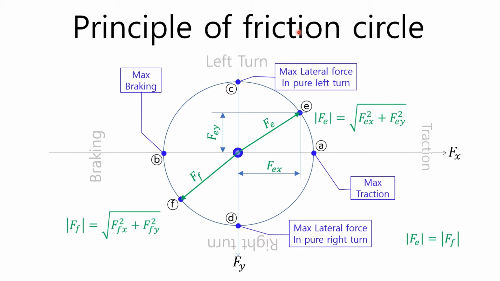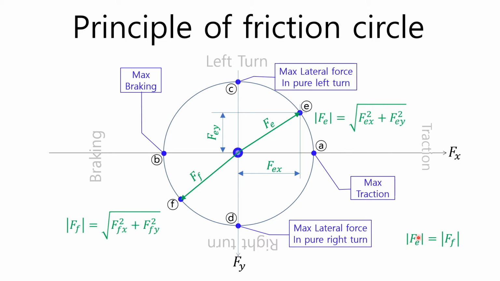The principle of the friction circle can be explained by the expression that when driving at a given speed on a road surface with the same friction coefficient, the absolute value of the available maximum friction force is always constant regardless of the combination of acceleration and braking forces and lateral forces.